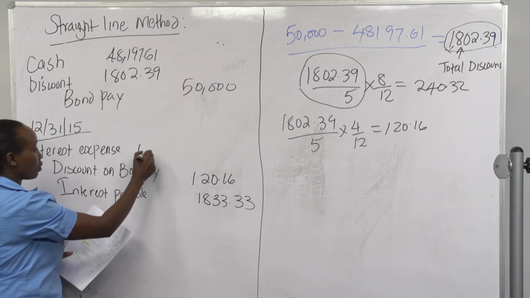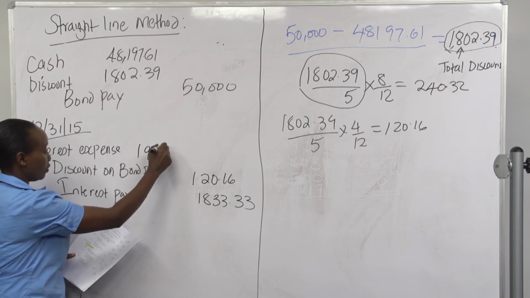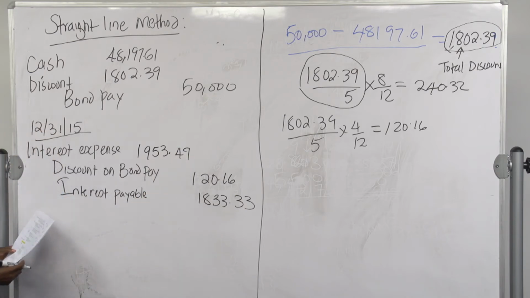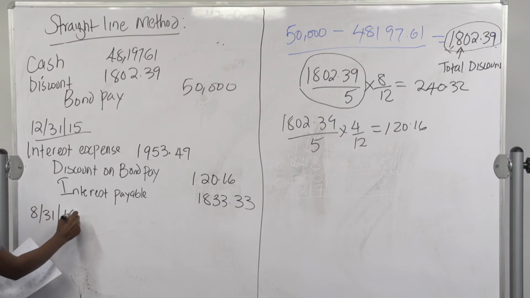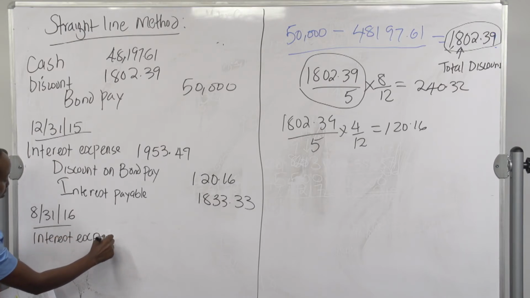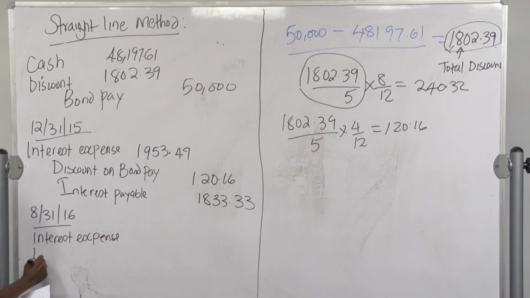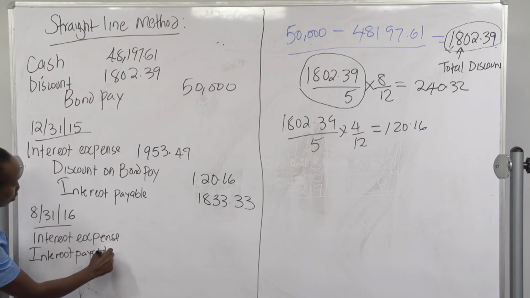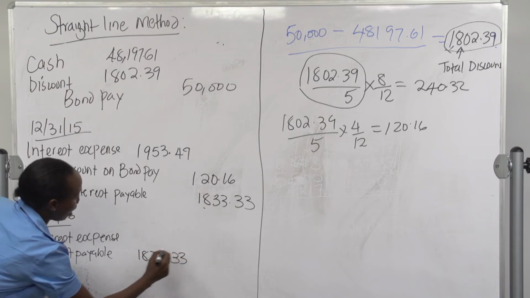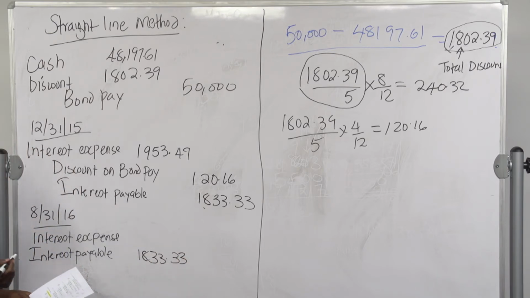And the interest expense is a derived number, so it's the total of these two. So we have that as $1,953.49. Next we'll do August 31, 2016. We have an interest expense, which again is a derived number, so we'll get back to that. For interest payable, we are settling the interest payable from last December, so we're going to settle that this time when we pay out the $5,500.